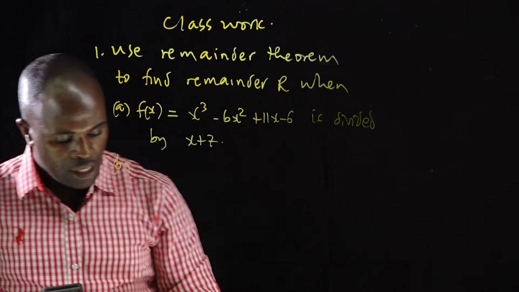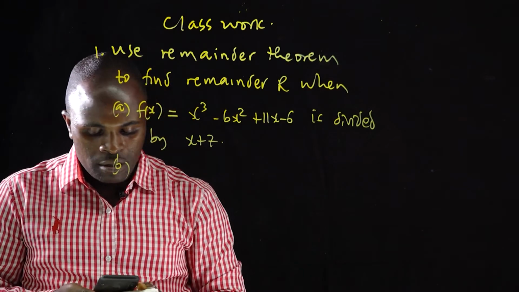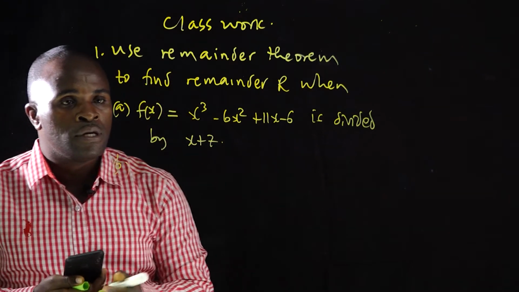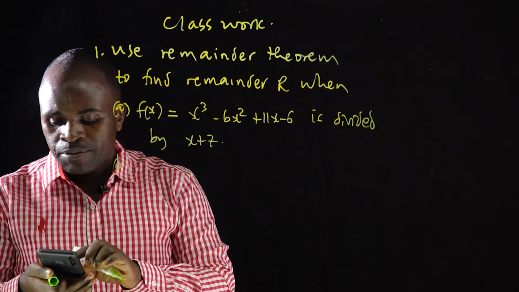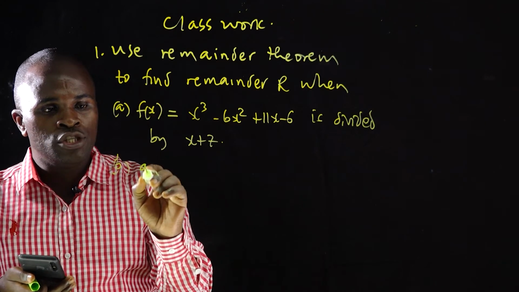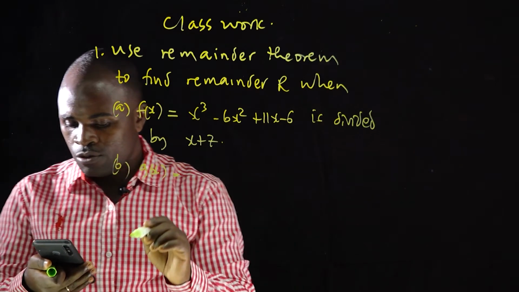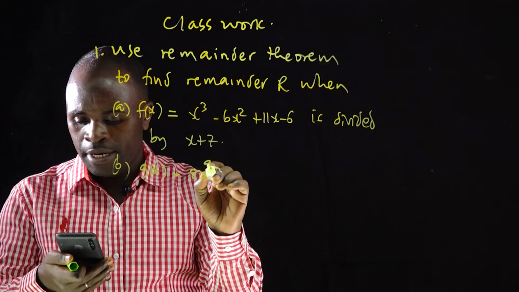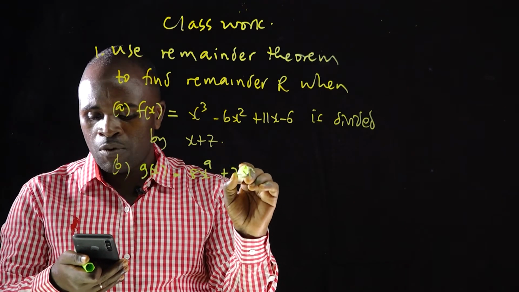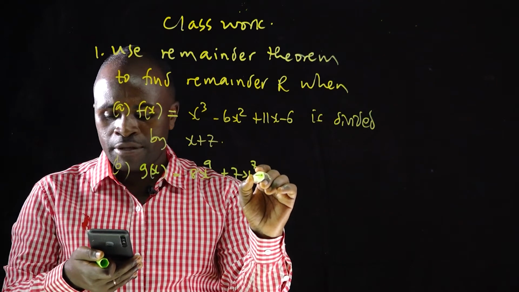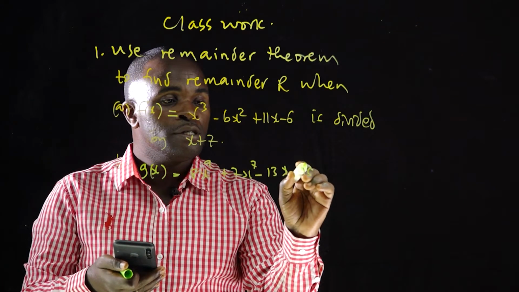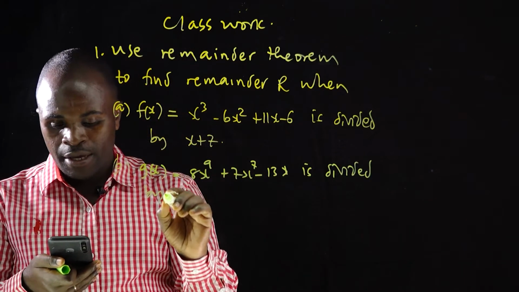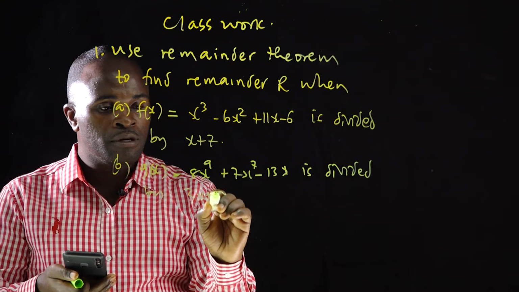B, we can have another question here. This is an interesting one. Let's check on this. This is a nice one. It says when the function g of x equals 8x power 9 plus 7x power 7 minus 13x is divided by 3x plus 5.